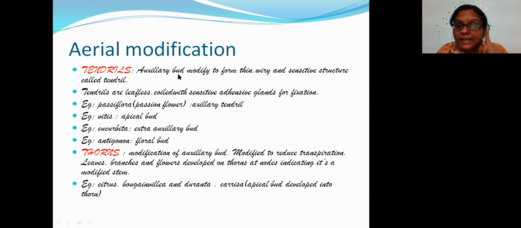I'll just finish and then I'll show you the picture. Axillary buds get modified into a thin, wiry, sensitive structure called a tendril. Very important, students. What actually is this tendril? Is it a stem? Is it a root? Is it a leaf? No, nothing. It's actually the bud. It grows like a stem in a coiled structure, and we call it a tendril. Did you understand? So very important. The axillary bud which has modified itself in the form of a stem, we call it a tendril.